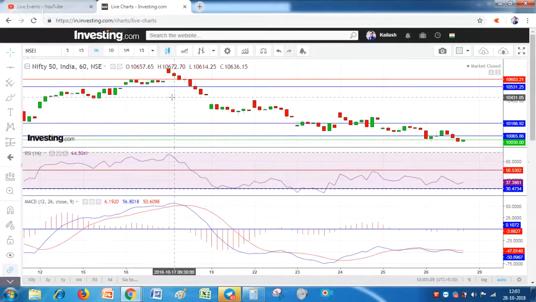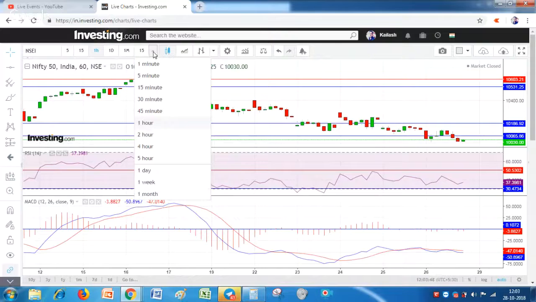Those who want to trade for longer time should use daily chart. But for those who want to trade just for 3 to 5 days, 1 hour time frame is best. Accordingly we can go for 2 hour, 3 hour, 4 hour time frame, because we have an option in investing.com to check the charts in different hours. You could see 1 hour, 2 hour, 4 hour, 5 hour, and 1 day. Those who want to trade for longer time can go with daily chart.